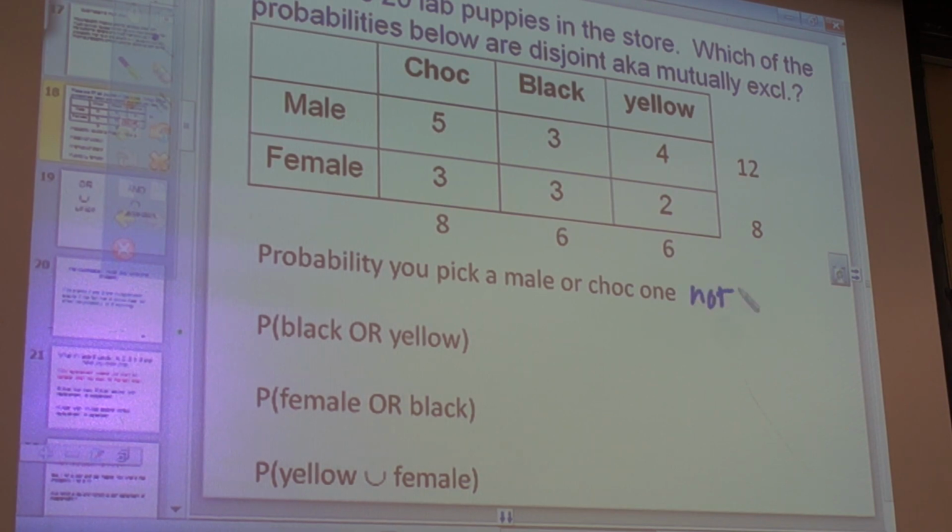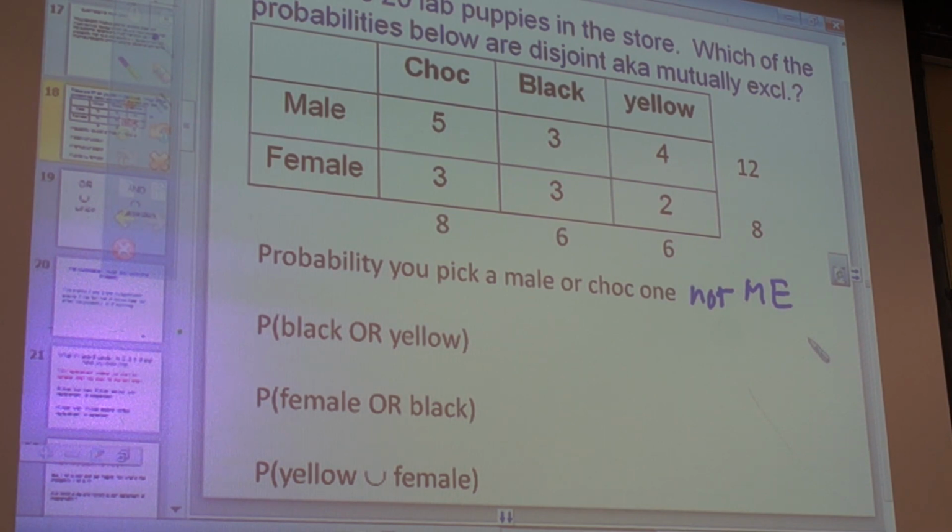Will I ask you a question like this on the exam? 100%, yes. Absolutely. How about black or yellow? Are those mutually exclusive? Yes. Why? It can't happen at the same time. You can't be a black lab or a yellow lab at the same time. It's like eye color, or hair color. If you put a yellow lab and a black lab and they mate, the offspring is either going to be black or it's going to be yellow. It's not going to be both. It goes one way or the other.